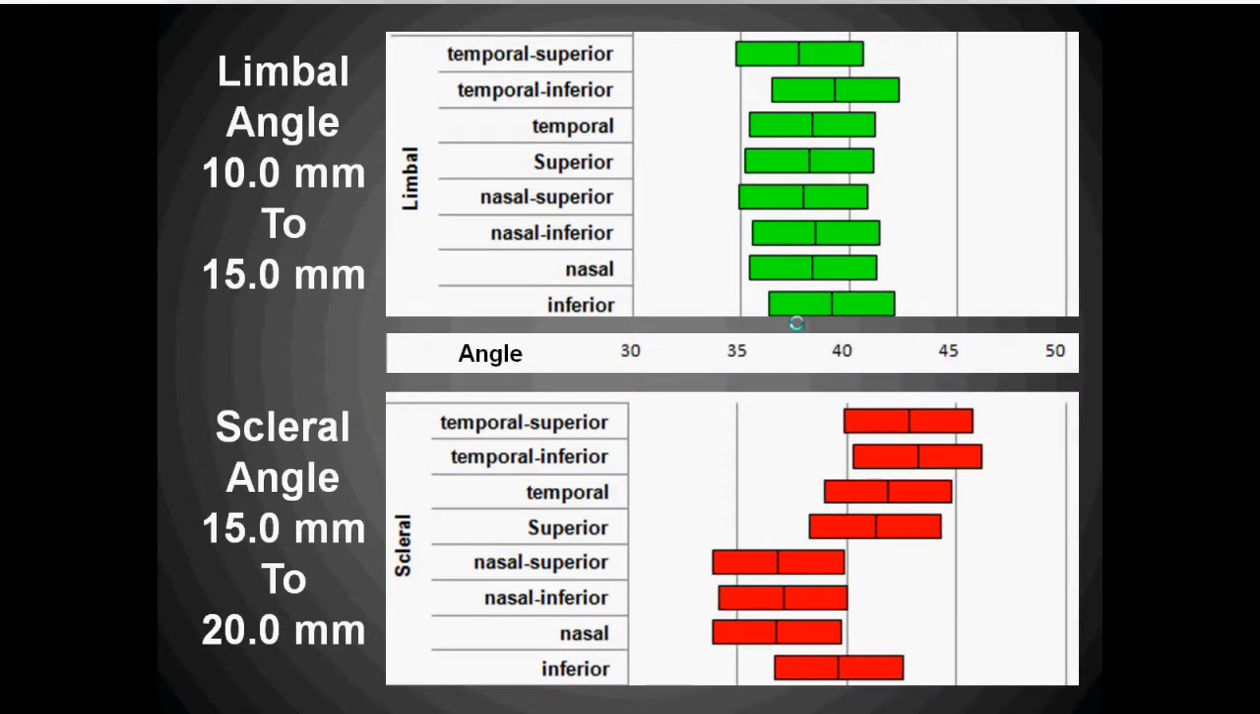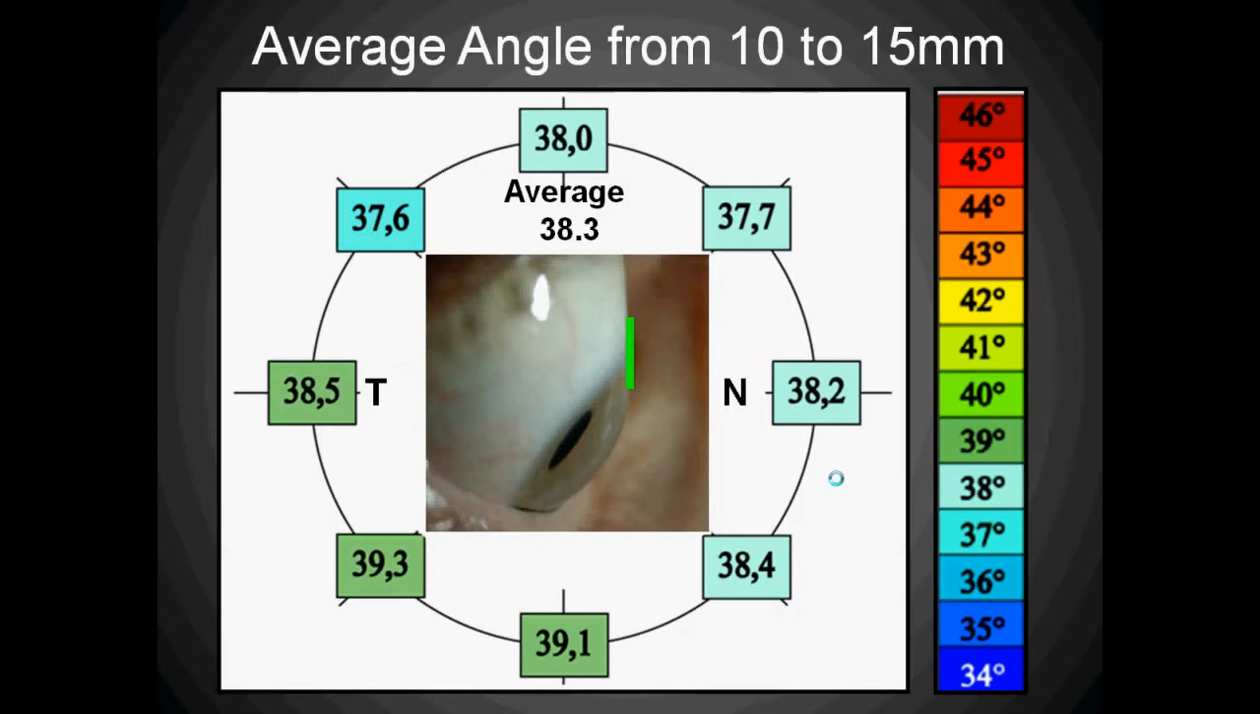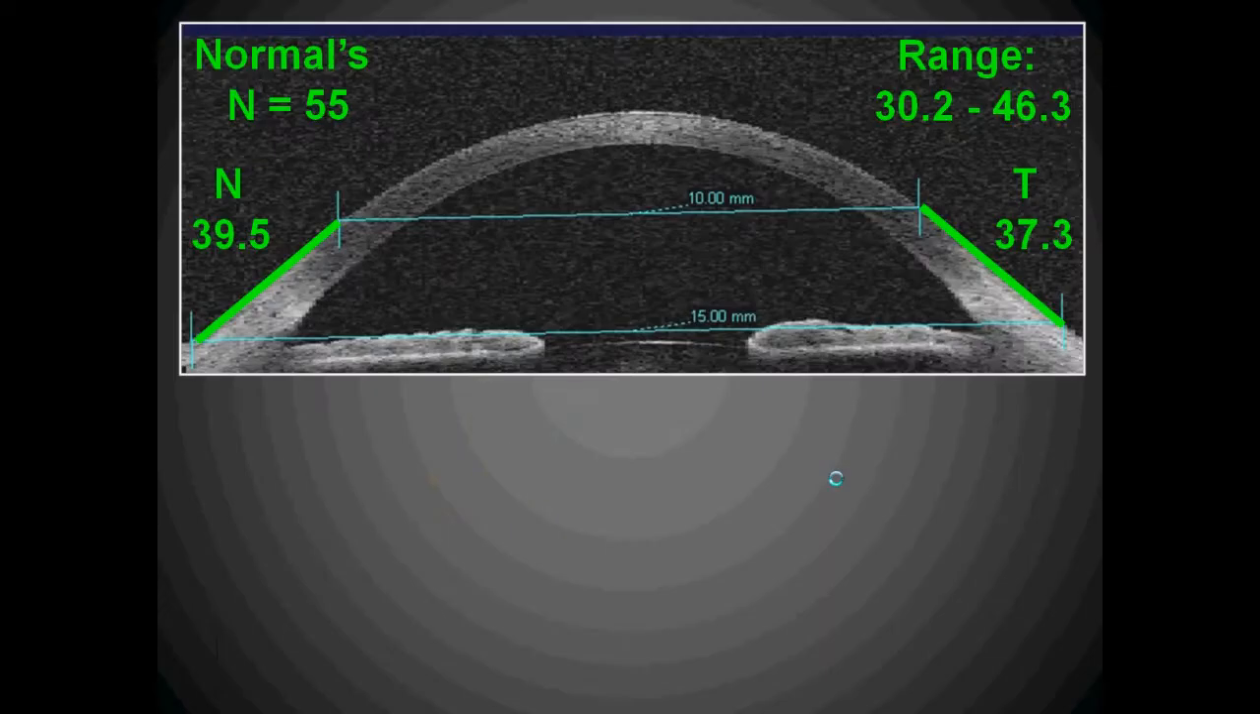And that can be seen in these bar graphs, where the 10 to 15 millimeter chord shows a fairly tight distribution of angles around the clock. However, at the 15 to 20 millimeter chord, the eye begins to show a greater degree of asymmetry. If we focus our scleral lens fitting at the 15 millimeter chord, we can presume that the eye is fairly symmetrical around the clock, which leads us to designing lenses by corneal topography.